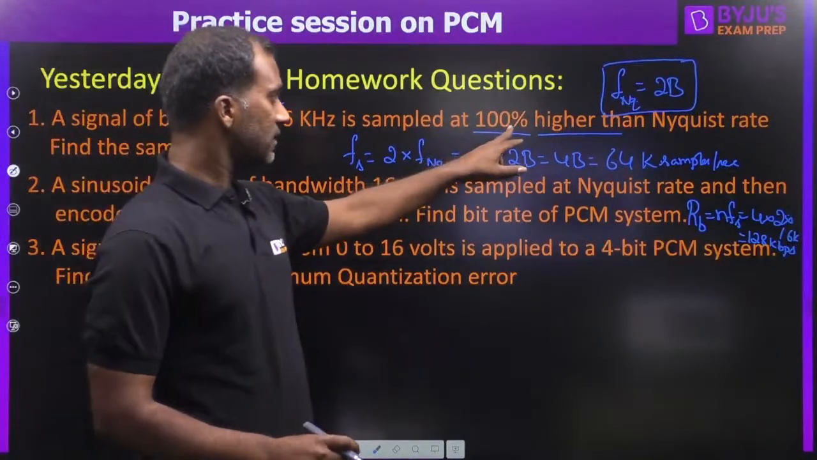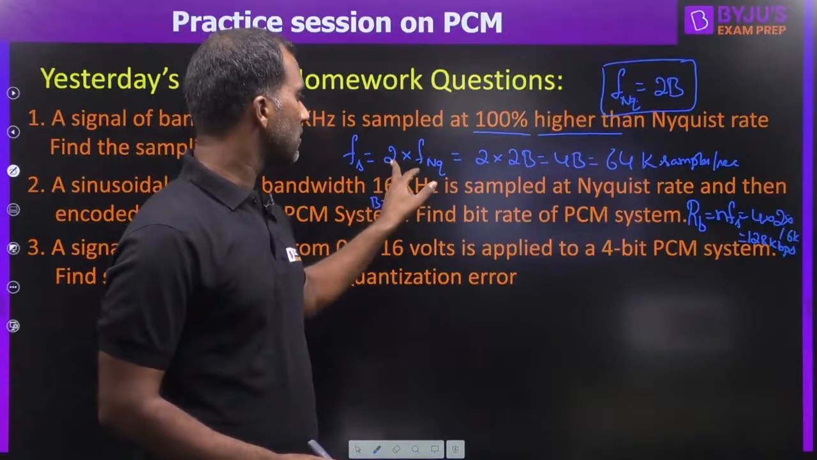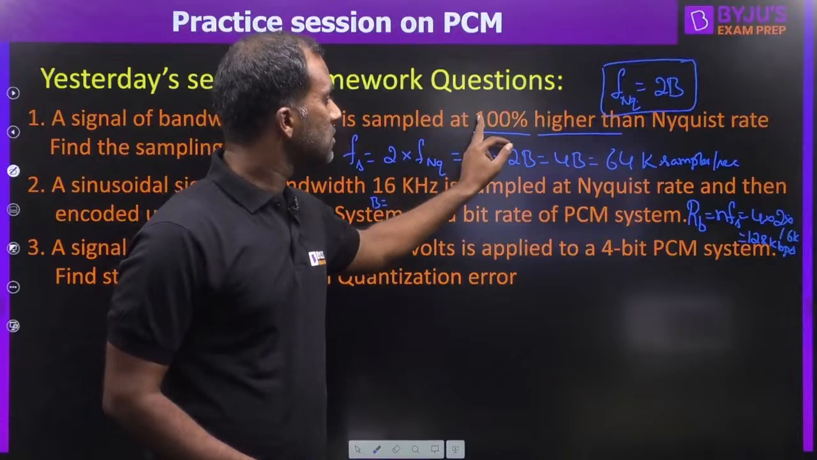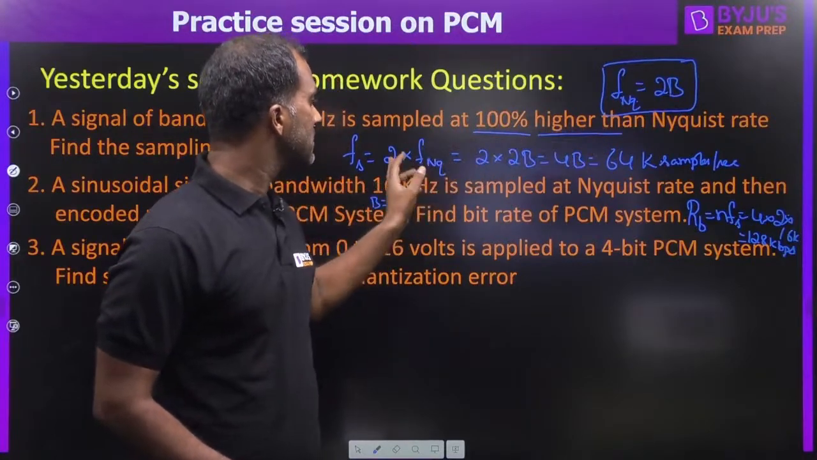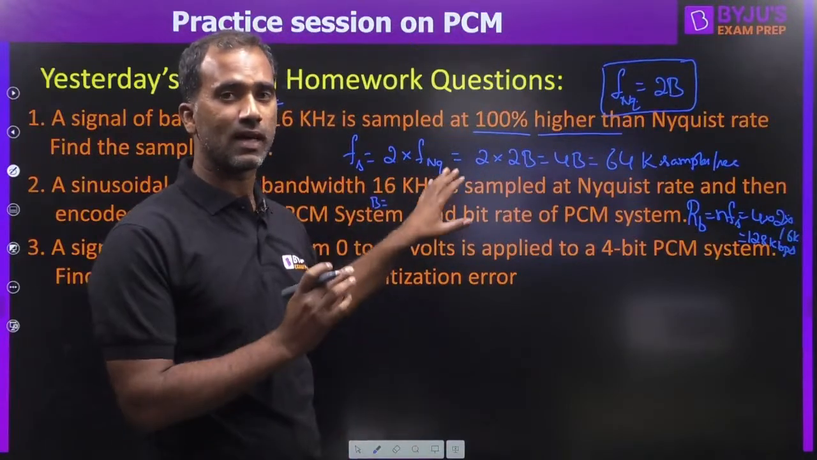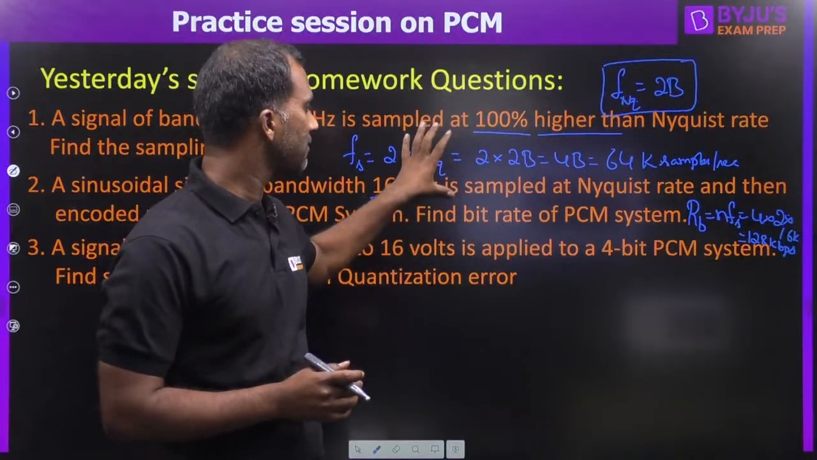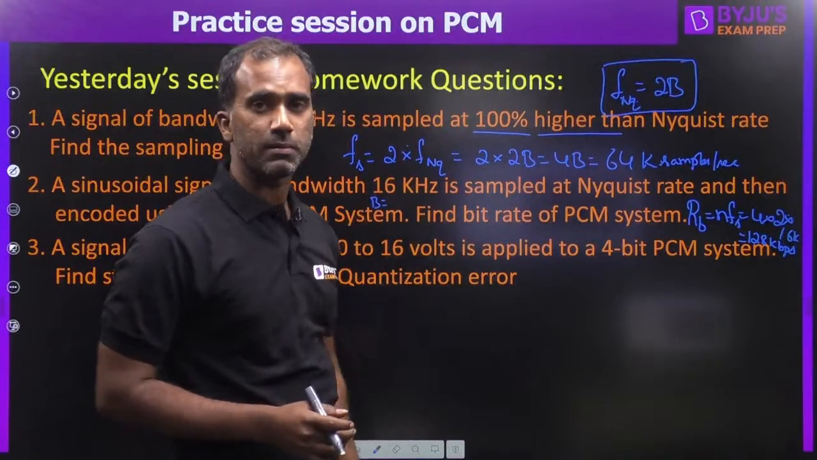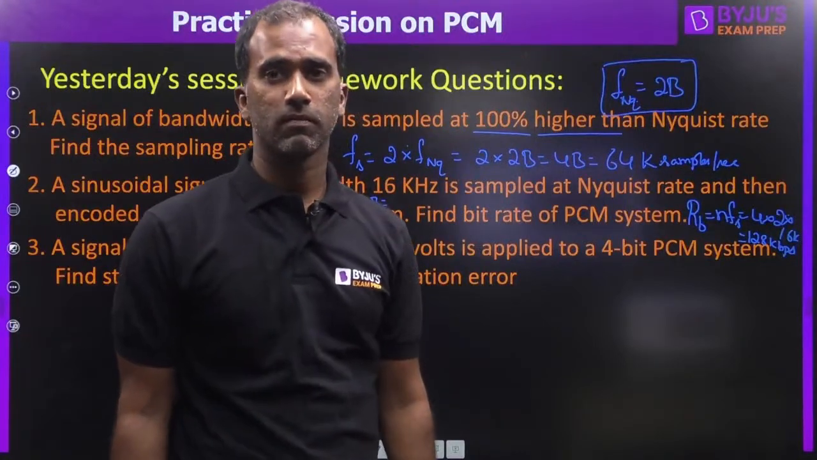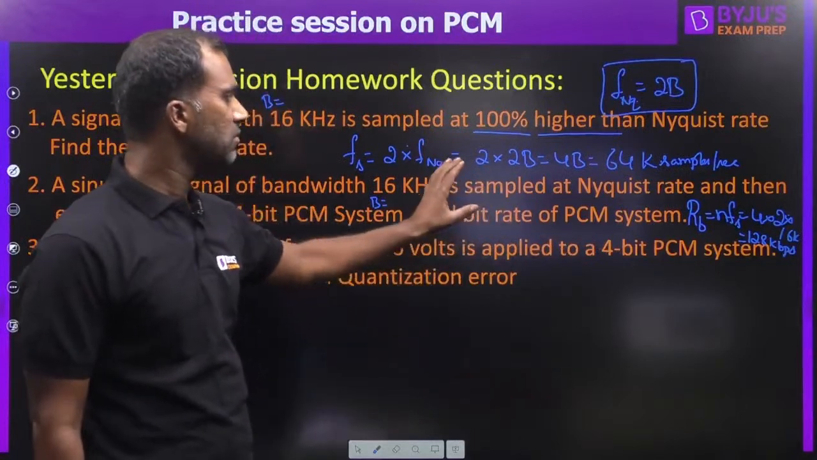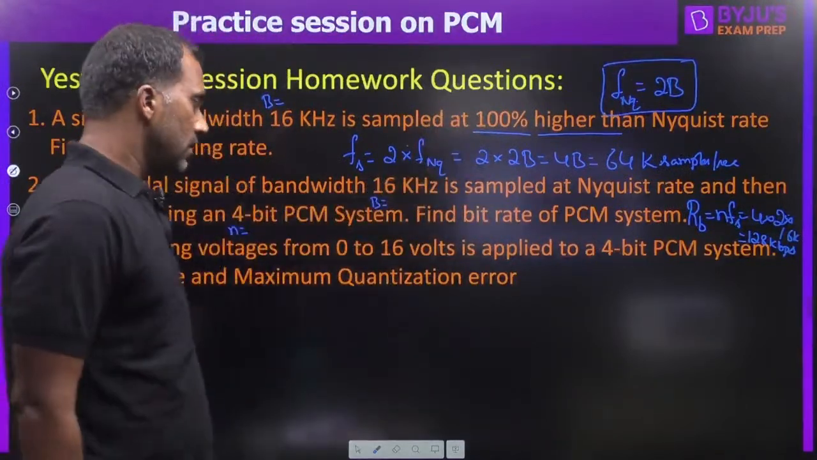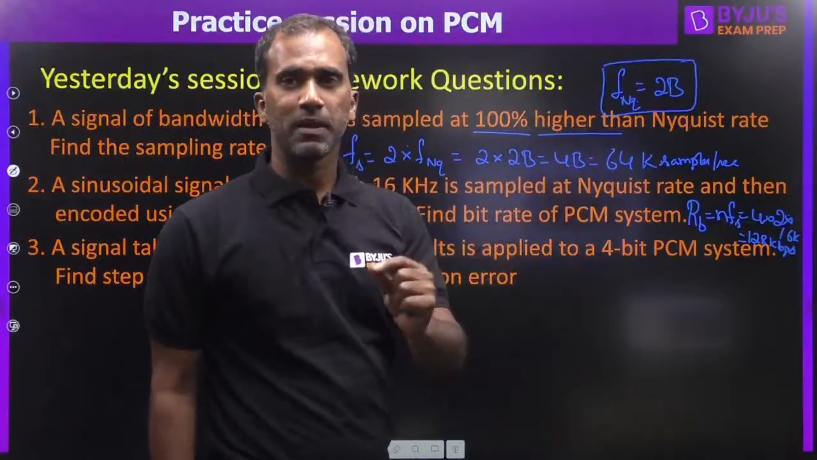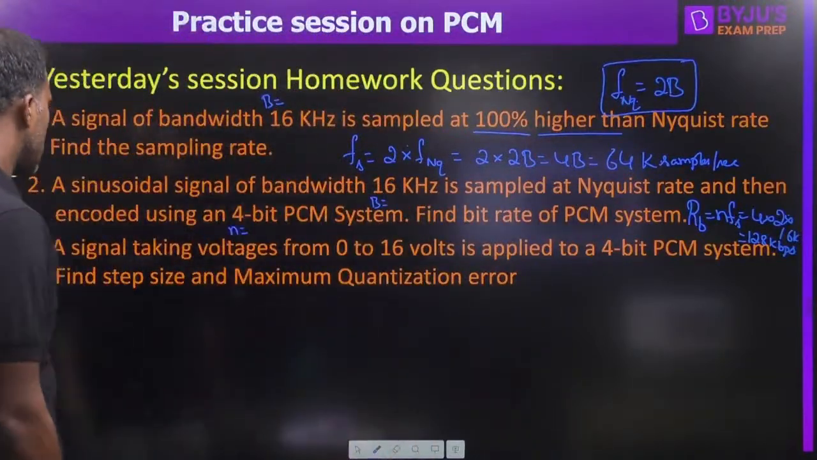If it is 30% higher, then the factor multiplied is 1.3. If it is 50% higher, the factor multiplied is 1.5. If it is 200% higher, then the factor multiplied is 3. Original is 100%. Original is F Nyquist. However much higher it is, you increase that factor by those many times. Simple thing only, but you have to understand what is happening here. In any other question also, you might be facing this kind of sentences. You have to be careful. Next, the last question.